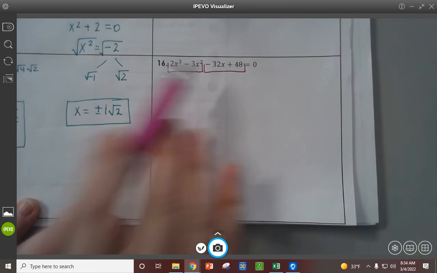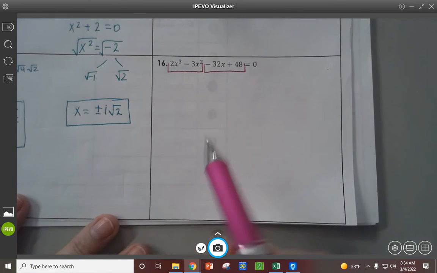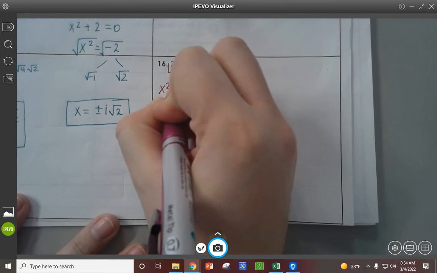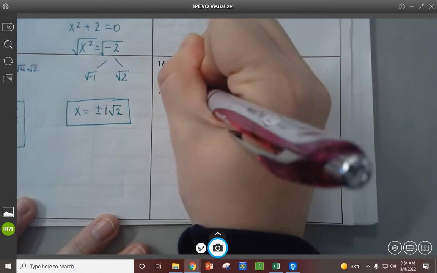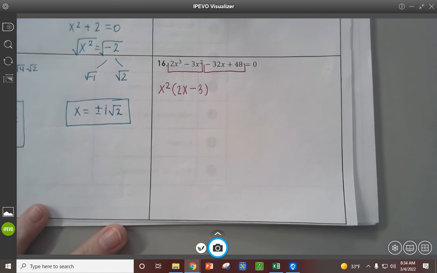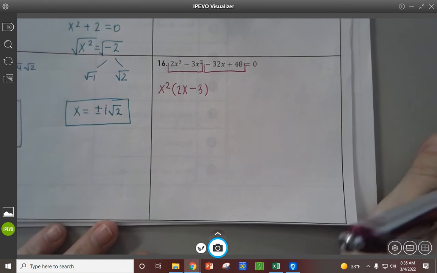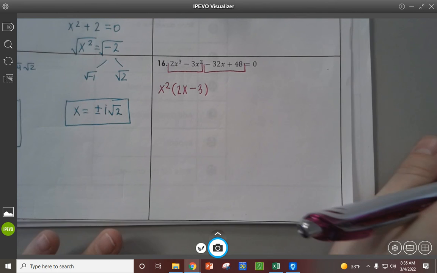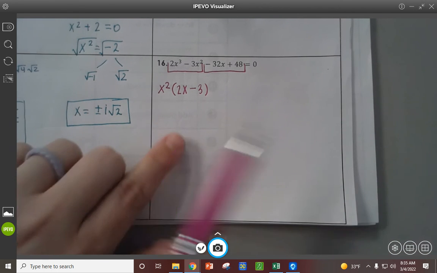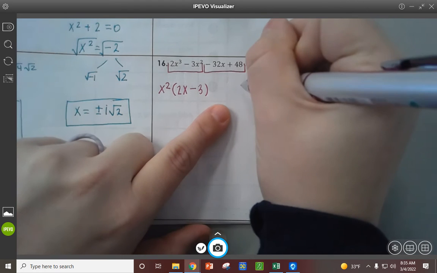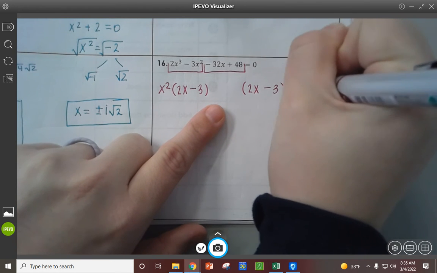So we're looking at the GCF of each group. This one would be x squared, leaving us with 2x minus 3. And then what is the GCF of negative 32x and 48? Remember, use what you have in parentheses as your hint. This has to be a 2x minus 3.